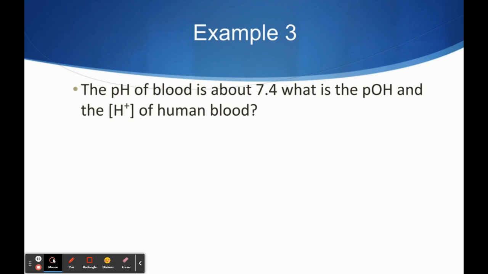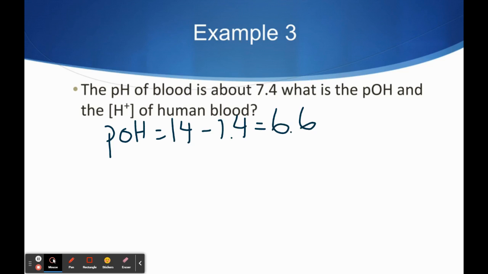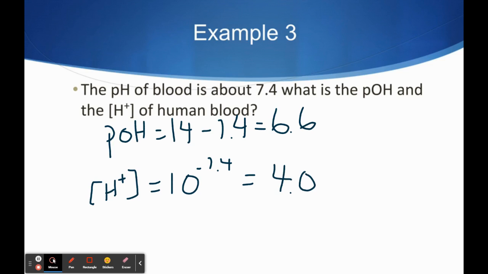Example problem number 3 says the pH of blood is about 7.4. What is the pOH and the H+ concentration of human blood? So let's start by finding the pOH. We would just do 14 minus 7.4, which gives us a pOH of 6.6. Next, to find the H+ concentration, you would do 10 to the negative 7.4, which gives us an H+ concentration of 4.0 times 10 to the negative 8th.